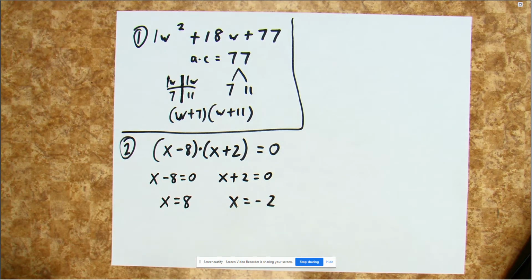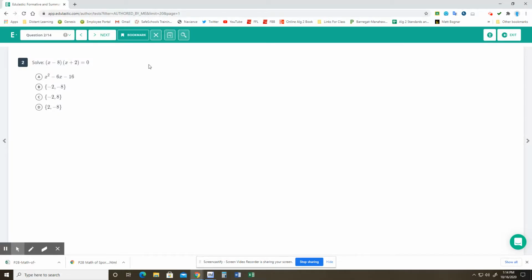Now, this is not an ordered pair. These are two separate answers that would make the equation true. If you go back, clearly A cannot be the answer. A would be simplifying that or multiplying those two terms together. And if you notice, B, C, and D, they are not parentheses, meaning it's not an ordered pair. The answer, once again, is actually the third option, the set negative 2 and positive 8. Does not matter what order they appear in.